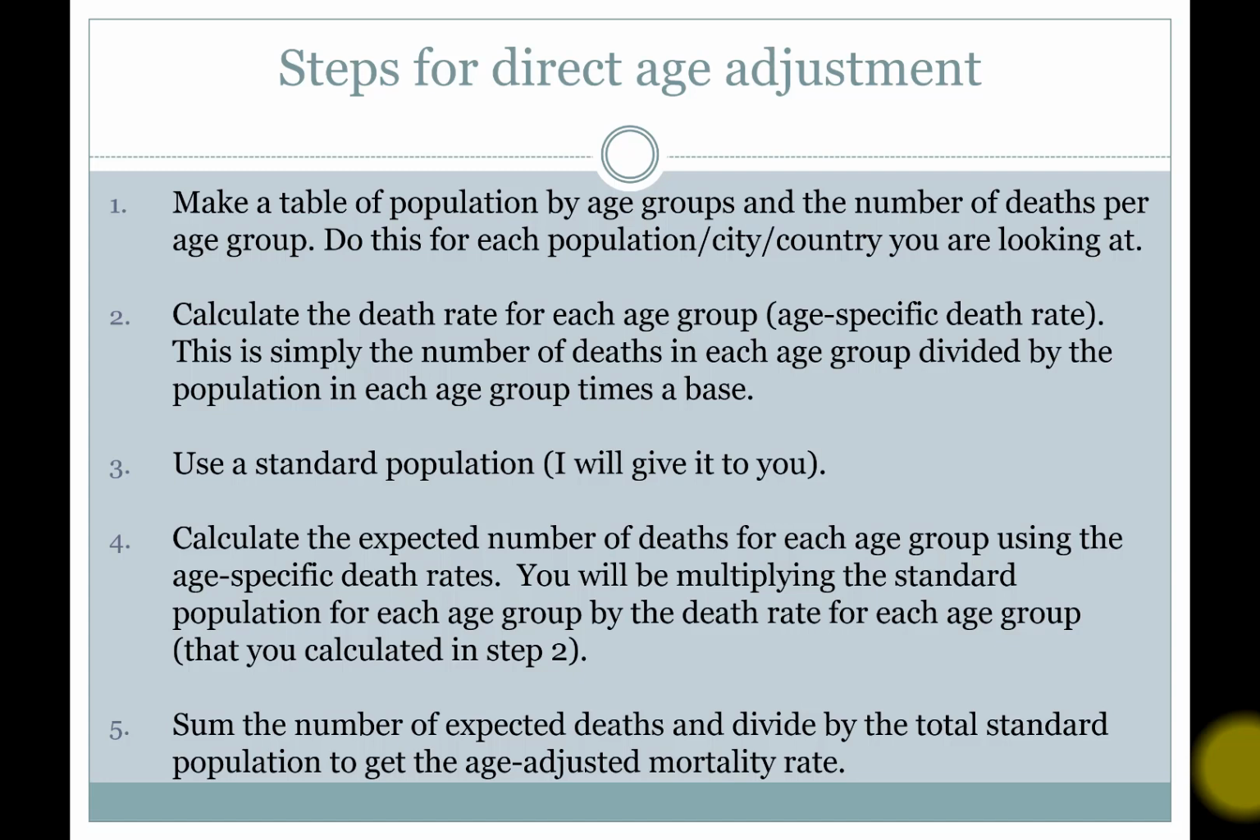We start by calculating the death rates for each age group. We then select a standard population that is appropriate. For your homework, I will give you the standard population. We multiply the standard population by our previously calculated death rates to obtain the new expected deaths for each group. We sum the expected deaths and divide by the total standard population to get the new age-adjusted mortality rate. So I know it looks like a lot. Don't get overwhelmed. Let's go ahead and do an example.